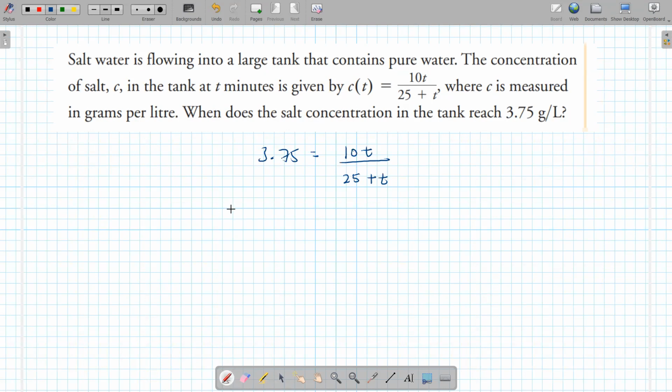What do we do first? You multiply both sides by 25 plus t. Yeah, that's gonna work. So 3.75 times 25 is 93.75. And then you have 3.75 times t, which is 3.75t. On the other side, you have 10t. Now, this is a very simple linear equation. What do you do next?